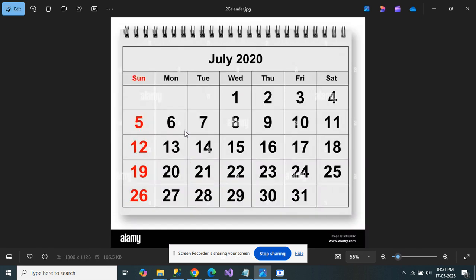Second is the calendar. We check the calendar on our phones in our day-to-day life. It is also tabular structure data, or we can see it in our home also, hanging on the wall.